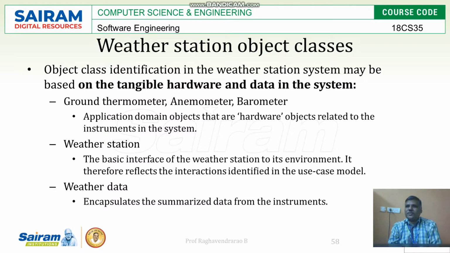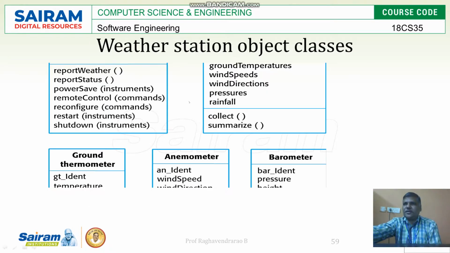So here you are going to use the use case model, because the system is going to interact with the actors, or the actors are going to interact with the system. The data collection, which is the weather data, is going to be encapsulated in the class, summarized in the form of instructions. We will have the instruments there, and from them the data is going to get transferred. Here is the object class where the station is there.